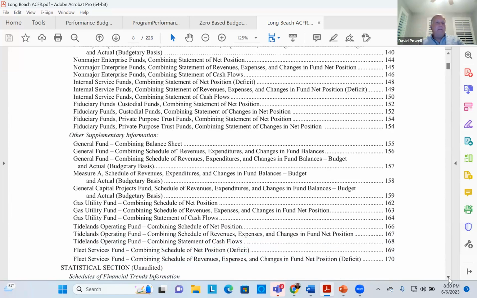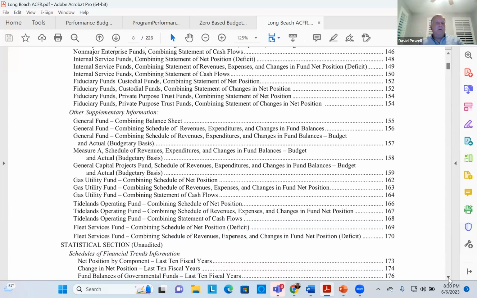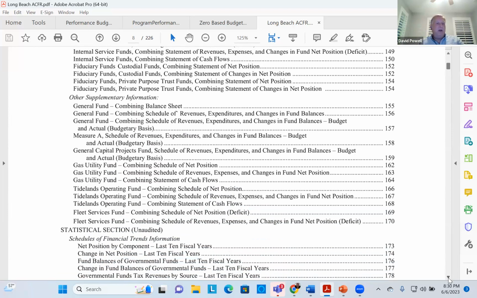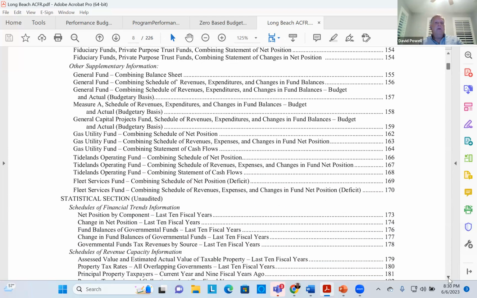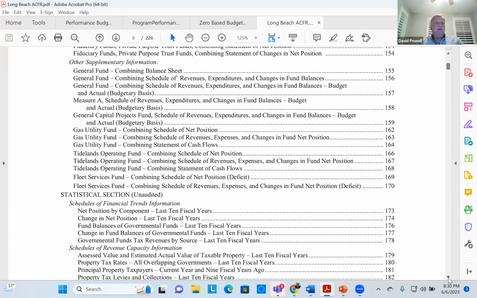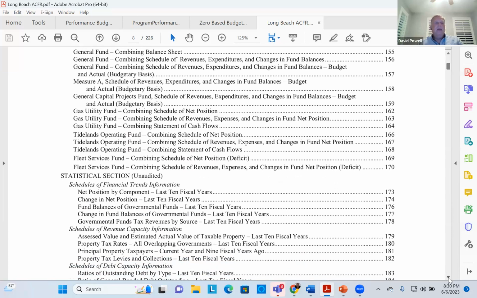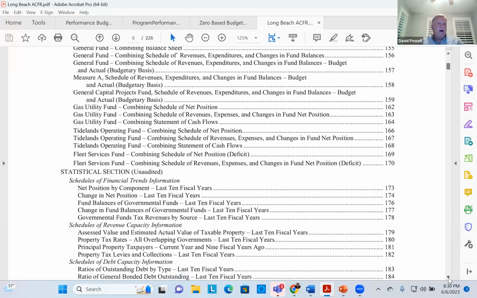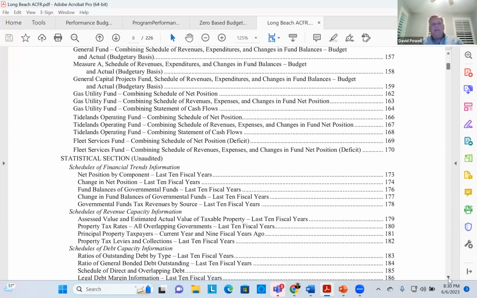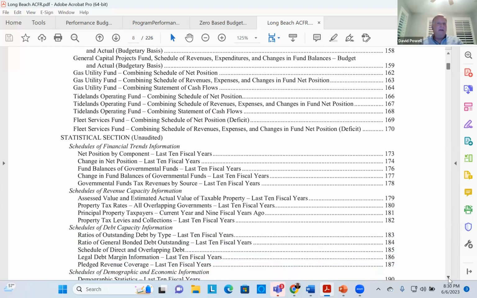Then you have your combining balance sheets, statement of revenues and expenditures, changes in fund balance for your general fund. You've got your Measure A schedule of revenues, general capital projects fund. There's a gas utility fund. There's a Tidelands operating fund, a fleet services fund. So all your very specific fund categories all have their own statement of revenues and expenses and their statements of net positions, balancing assets and liabilities.